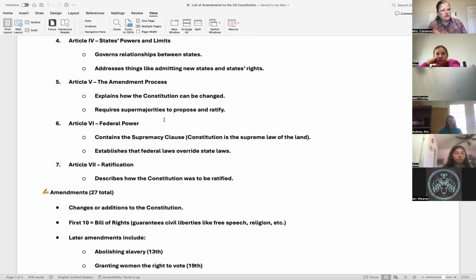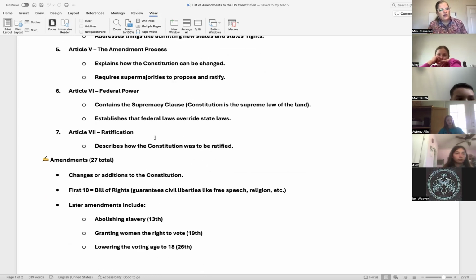Not take away, but add to. And then Article 6 is the federal power. That is, again, in the supreme law. The Constitution is the supreme law of the land. And then Article 7 is ratification. It describes how the Constitution was ratified.